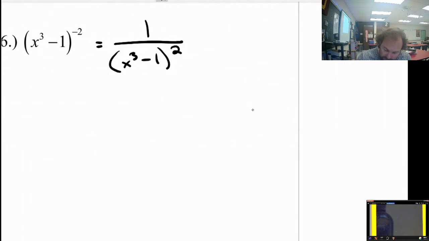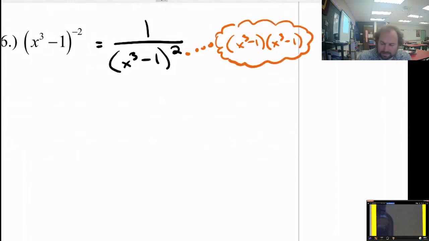This is equal to, let's draw a little thought bubble here, x to the third minus 1 times x to the third minus 1 when you multiply it by itself. Very common math mistake. I've made a lot of TikToks about this joke, that you can't just distribute that 2 the way you want to. You have to multiply it all the way out. It's 1 over x to the 6th power minus 2x to the 3rd plus 1.